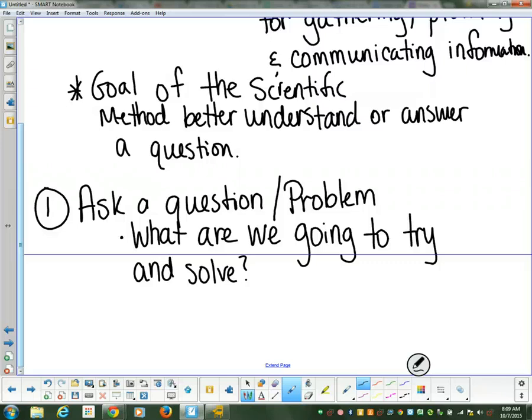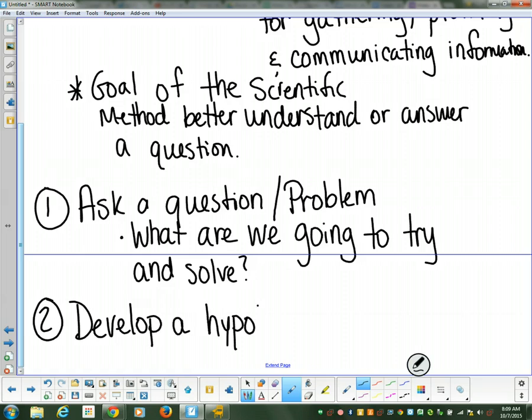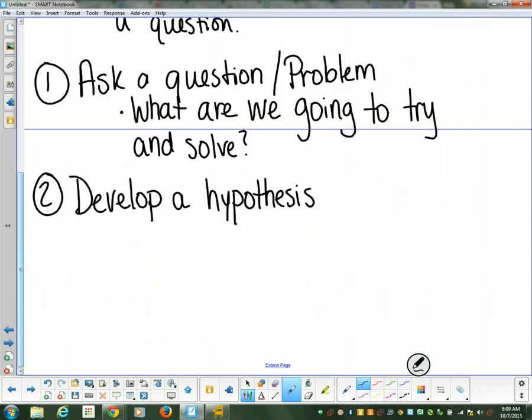Very good. So the second step of the scientific method is to develop a hypothesis. Okay, so we're going to develop a hypothesis. Another way of phrasing hypothesis is prediction. Okay, so a hypothesis can also be phrased as a prediction.